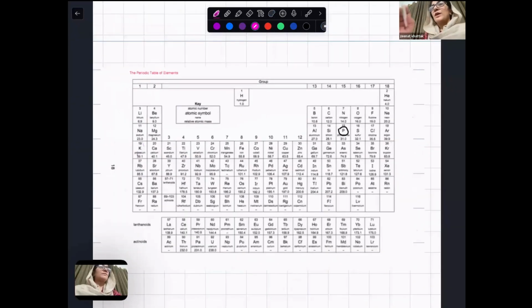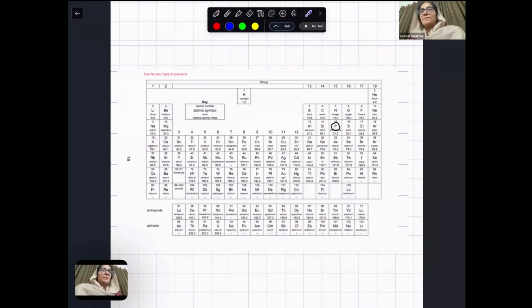Okay. Now, in the periodic table, look, it is 1s1. This is 1s2. Like now I'm writing the valence electrons, the outermost only. And you know how? This is 1s1, this is 1s2, this is 2s1, this is 2s2, this is 2p.